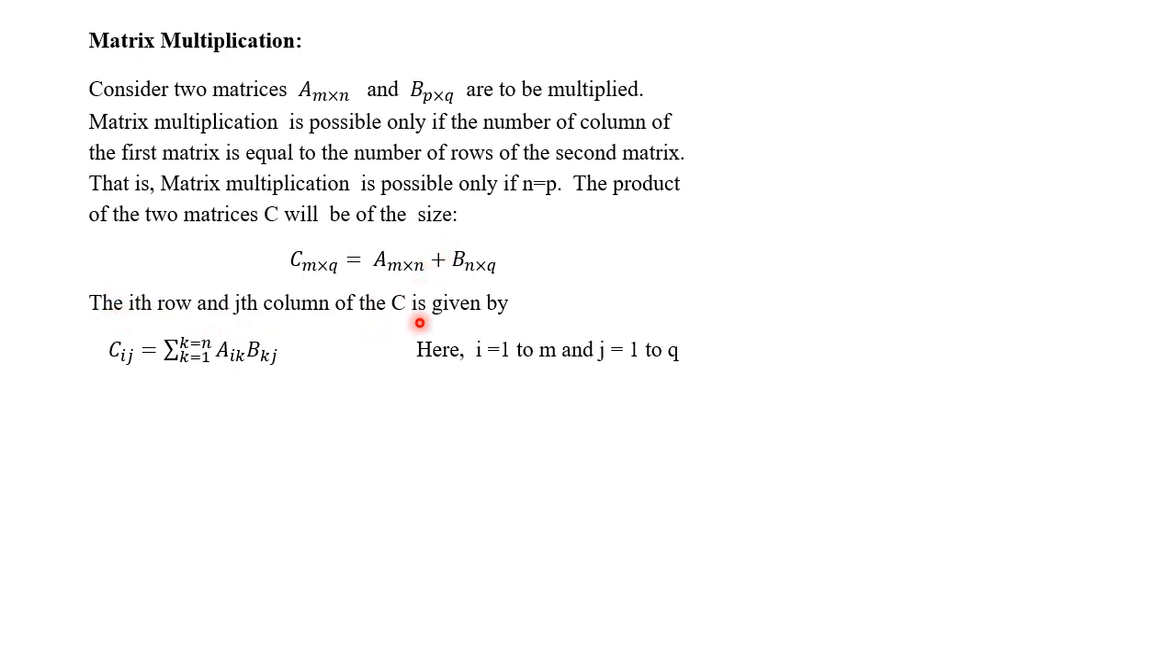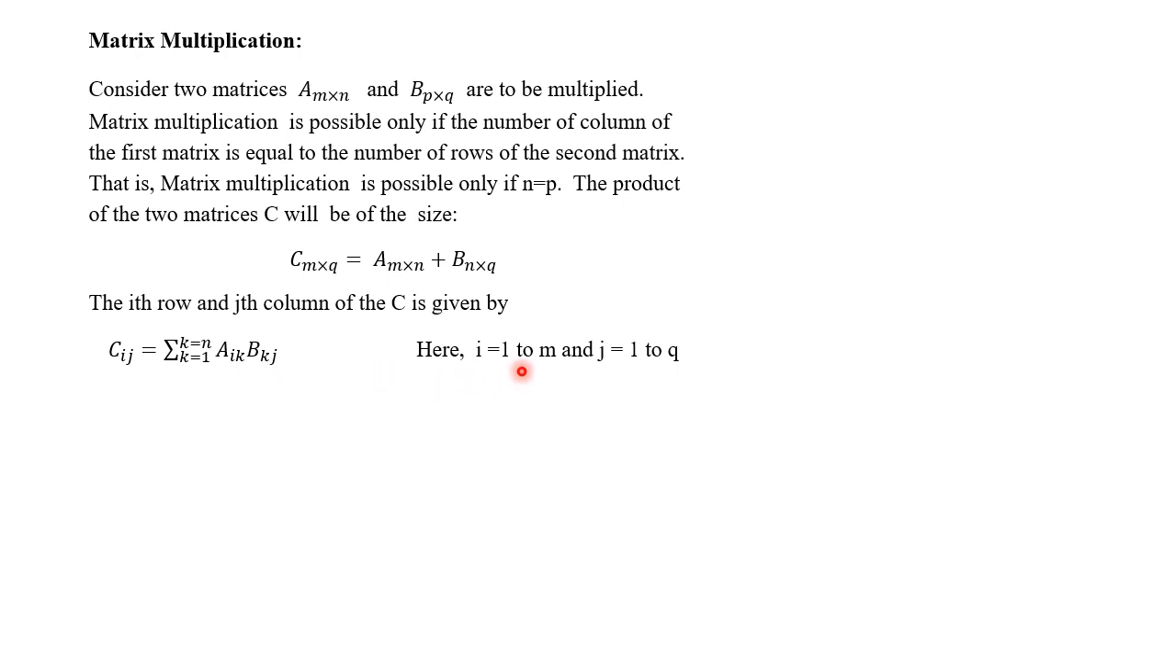The ith row and jth column of C is given by Cij. This is the definition of matrix multiplication: Aik multiplied by Bkj, with summation over the repeated index. k is the repeated index, so summation over the repeated index. This k will run from 1 to n. So Cij is equal to Aik Bkj, summation over k.